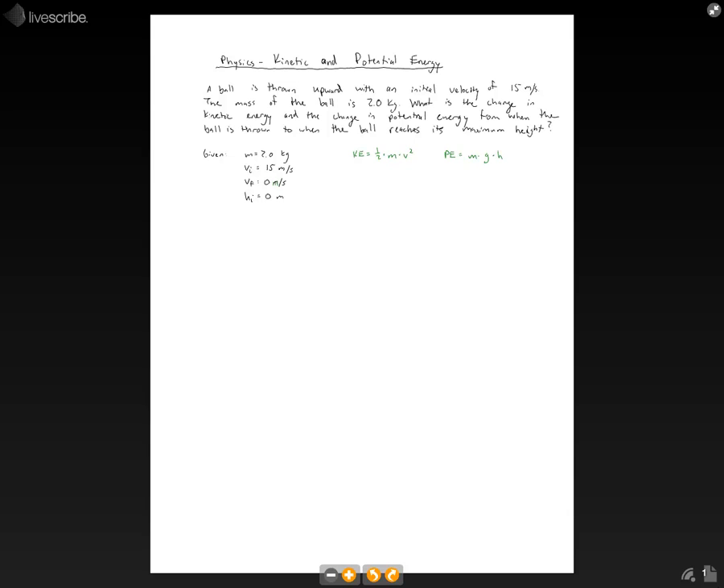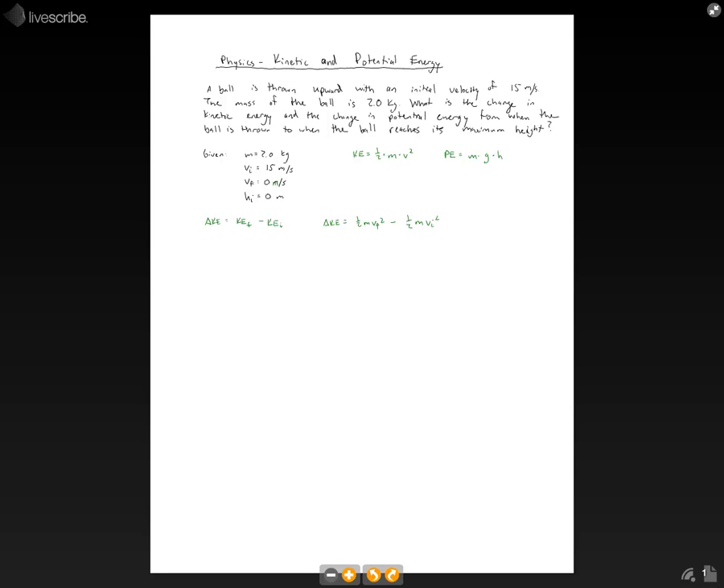Okay, so let's go ahead and just start off by trying to find the change in kinetic energy. So our change in kinetic energy would be equal to the final kinetic energy minus the initial kinetic energy. Now we can go ahead and even rewrite this and simplify it further by saying the change in kinetic energy is equal to 1/2 multiplied by the mass multiplied by the final velocity squared minus 1/2 multiplied by the mass multiplied by the initial velocity squared.